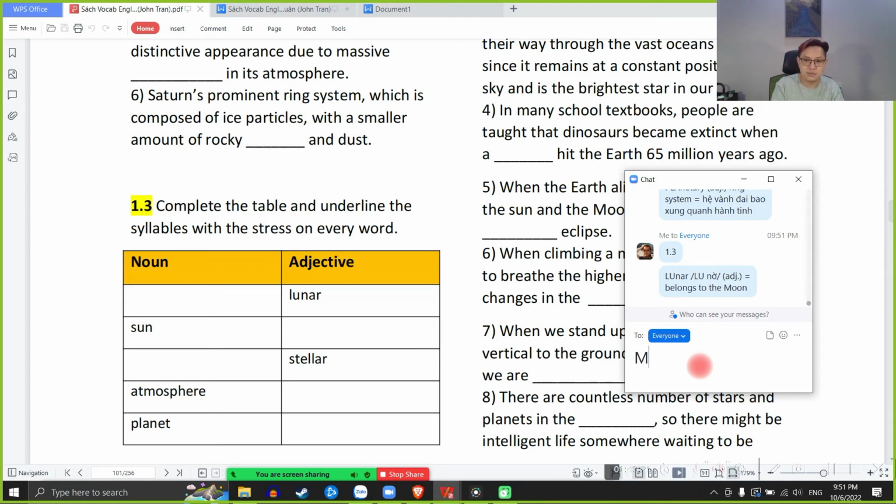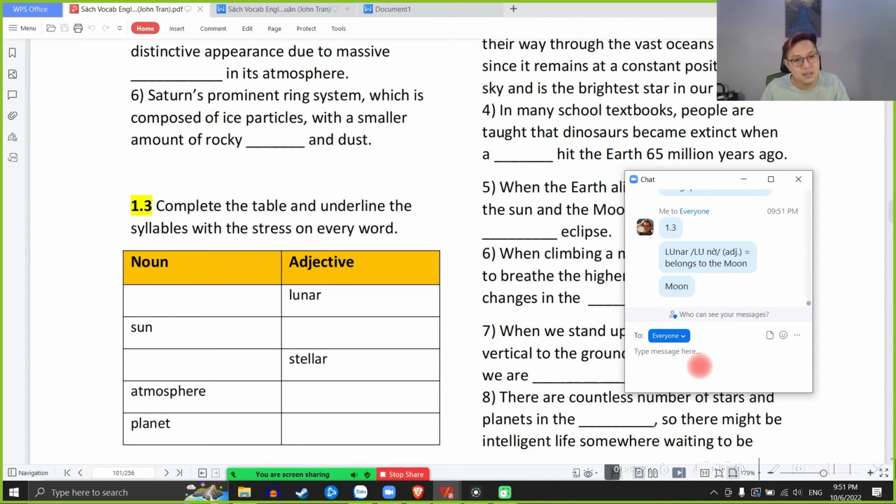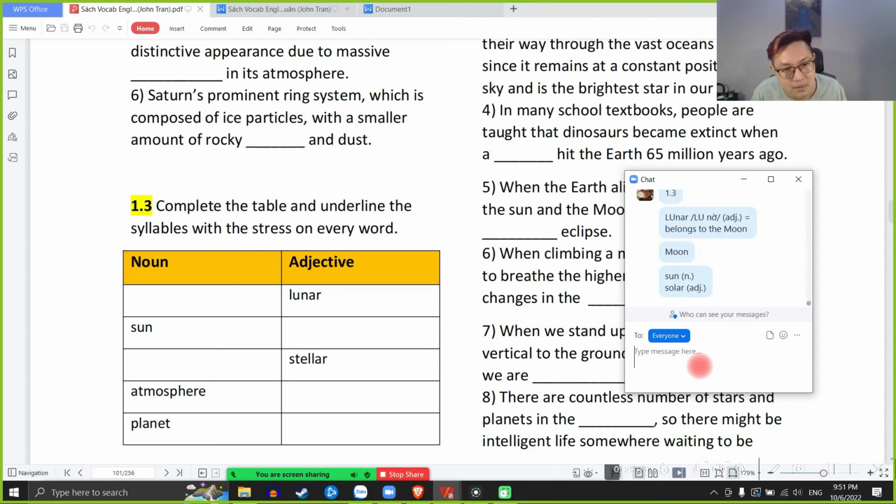Of course, it's moon. Moon, yes. So sun is a noun. What is the adjective form? Solar. Exactly, thuộc về mặt trời, solar.